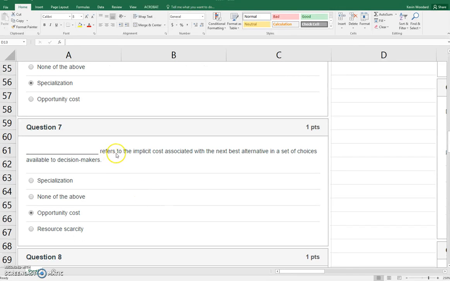So when we look at the impact, or that implicit cost that's associated with the next best alternative: if we know that we need to choose something because it's the best alternative, we then have to look at the second best alternative, and that is what we call opportunity cost.